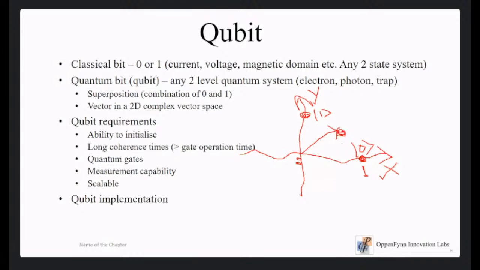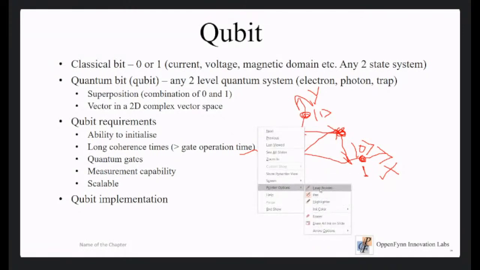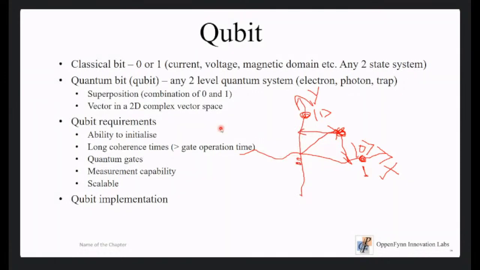In that case, there is a 0 component to the qubit, and there is also a 1 component to the qubit. So it can be in a state that is, this is what you mean by superposition. Superposition, or a combination of 0 and 1, essentially means a vector combination of 0 and 1. That's all that it means. So superposition essentially means a linear combination of 0 and 1.